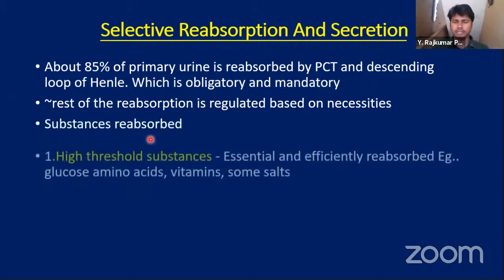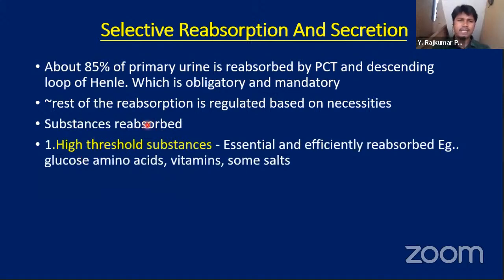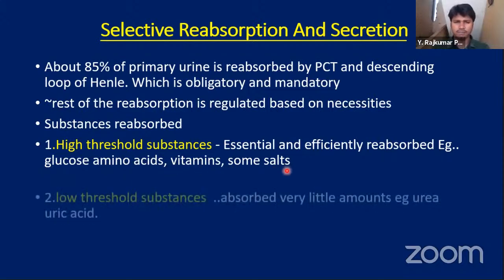Useful substances are reabsorbed. According to the reabsorption of the substances, these substances are divided into 3 types. First is high threshold substances. High threshold substances means the mostly and effectively reabsorbed substances. See, essential and effectively reabsorbed substances are called high threshold substances. These are glucose, amino acids, vitamins, and some salts.